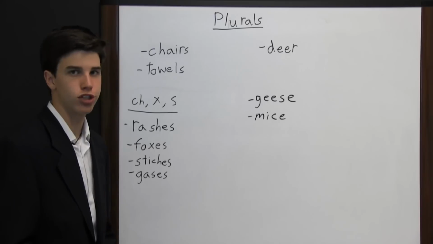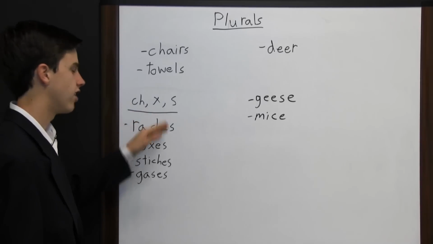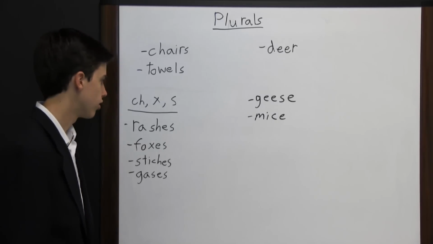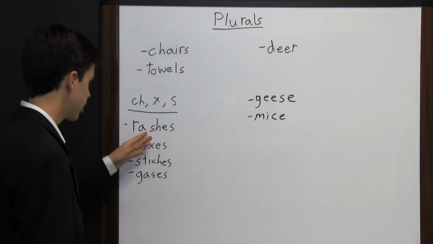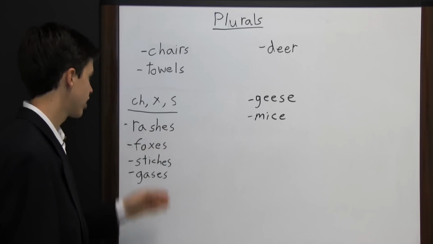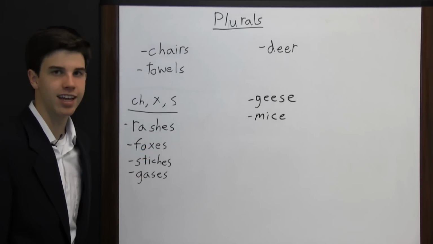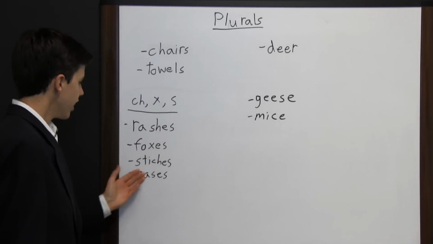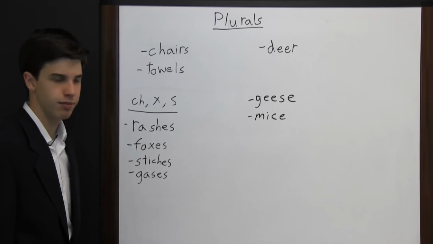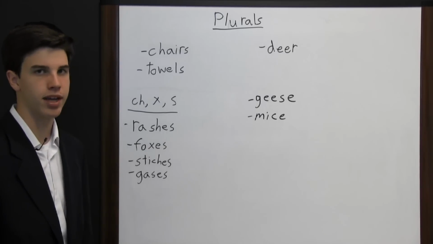However, there are some words that are a little more tricky, and I want to take a look at some of those. So any word that ends in CH, X, S, or any sound that sounds like S, you just add ES to the end of that word to make it plural. So right here we have the word rash, and SH makes an S sound, so we just add ES to the end of rash to make it plural, rashes. Here we have the word fox, which ends in X, so we add ES to the end to make it foxes, and so it's plural. Here we have the word stitch, which ends in CH, and we just add ES to the end to make it plural. Then finally we have the word gas, and gas ends in S, so again we just add ES to the end to make it plural.